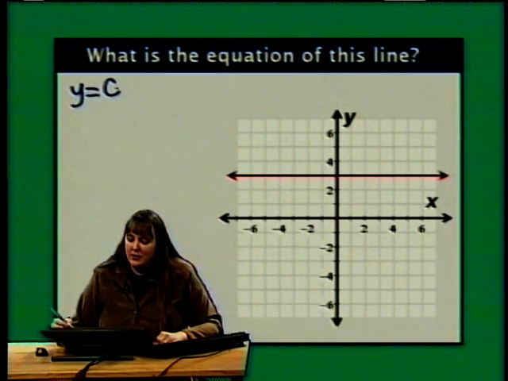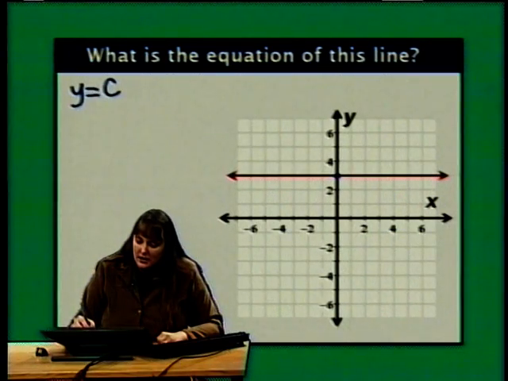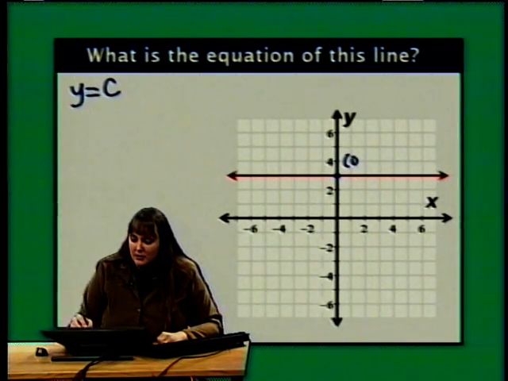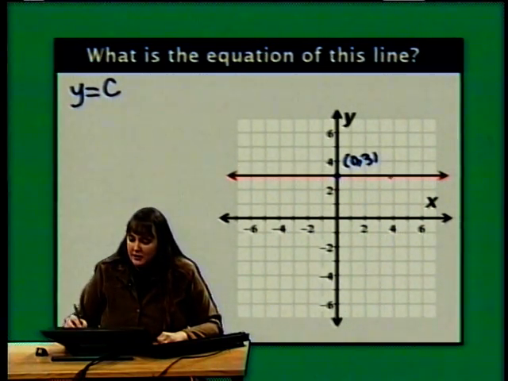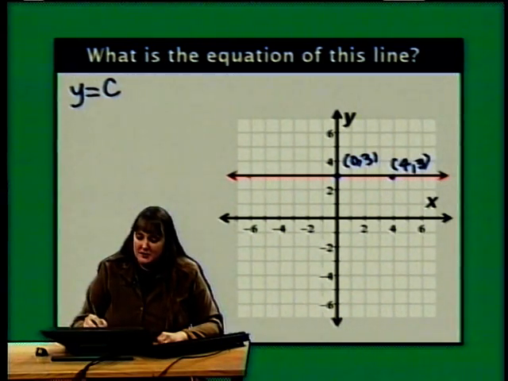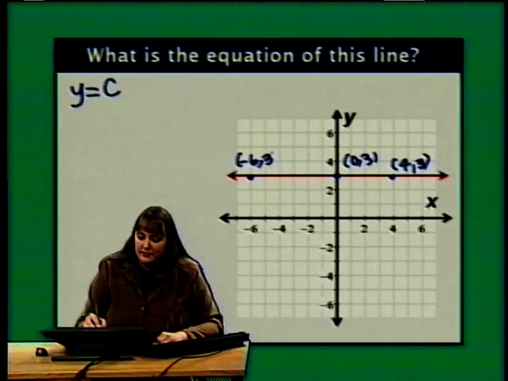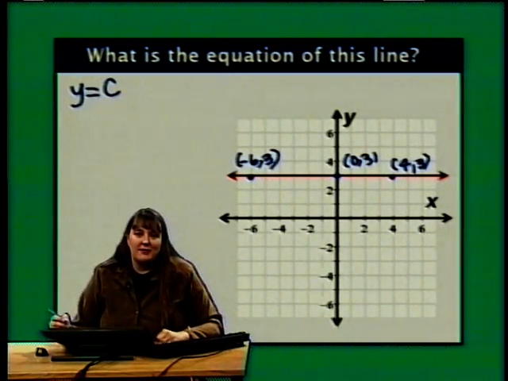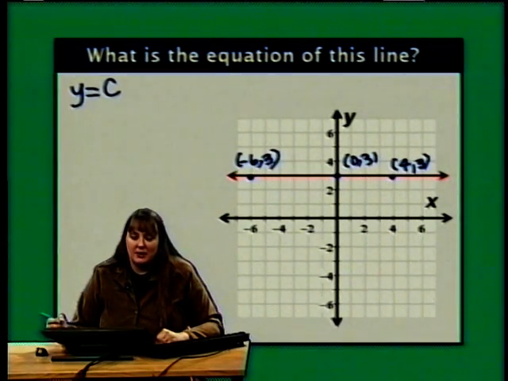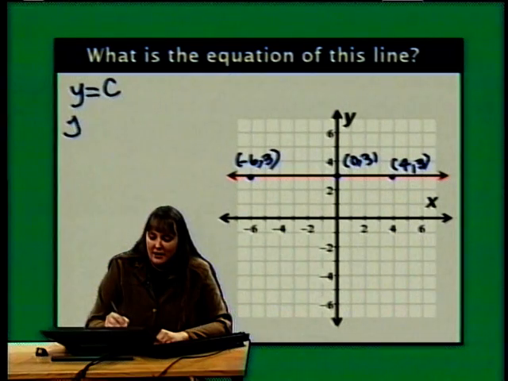Well, let's locate some points on the line. Here's my y-intercept, (0, 3). Here's another point, (4, 3). And here's another point over here, (-6, 3). What do all 3 of these points have in common? The y-coordinate is always 3. So that constant we're looking for in the equation y equals c must be 3. So the equation of this line is y equals 3.